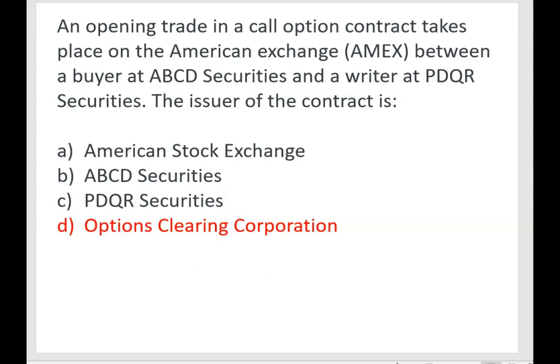If someone exercises their option, they are matched up to someone else who sold that option, so a buyer is matched up with a writer and executes a trade in between them. So the OCC, that's where options are generated. That's where they all come from.